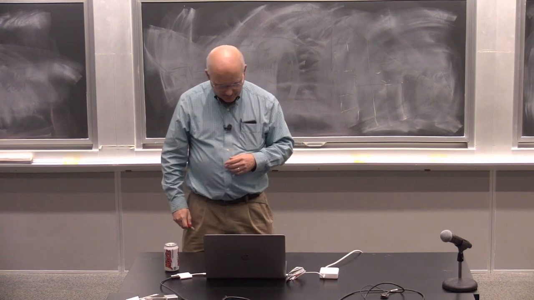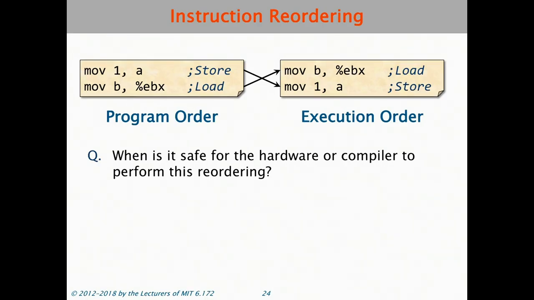So when is it safe, in this kind of context, for the hardware or compiler to perform this particular reordering? When can I do that? There are actually two answers here, or there's a combining answer. We've already talked about one of them: when A is not B. If A and B are equal, it's not safe to do it anyway.